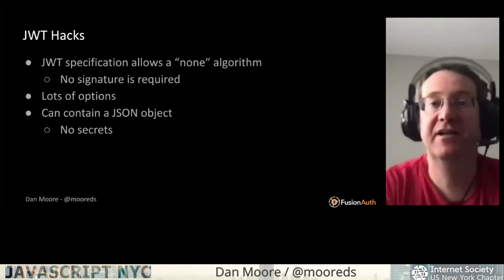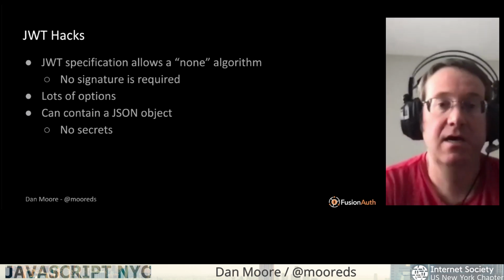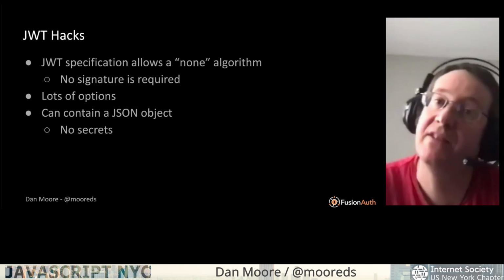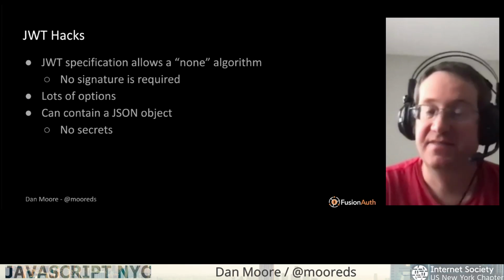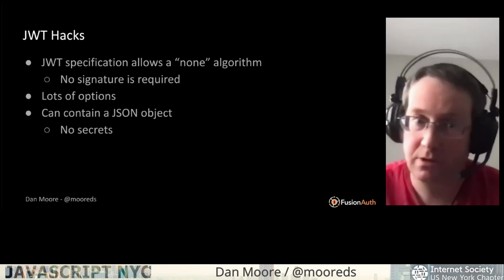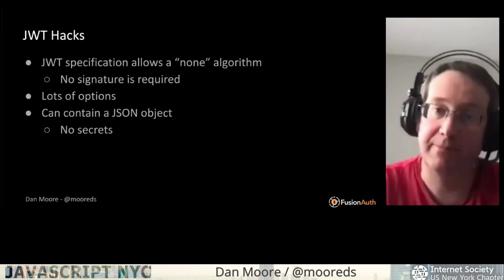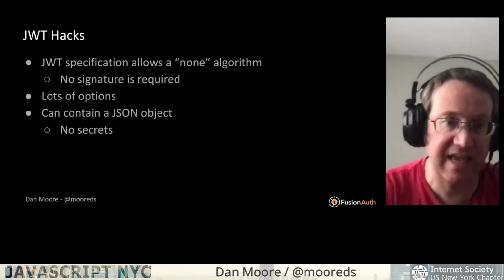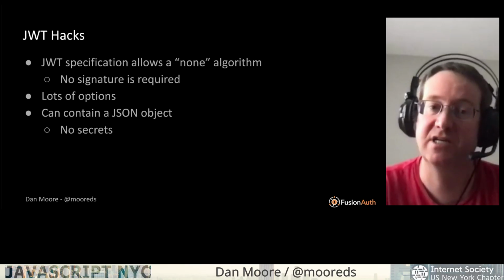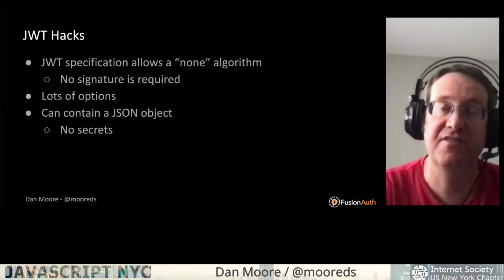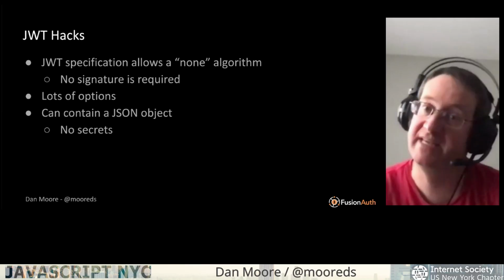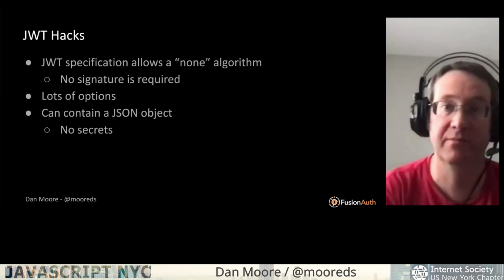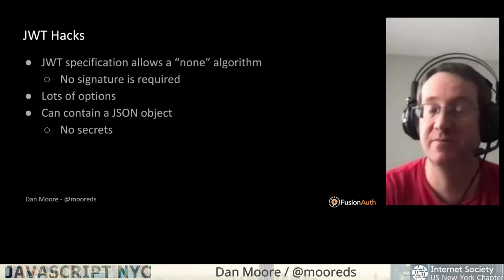So a couple of interesting hacks around JWTs. You actually don't have to sign them, and that's a bad idea in general. There are a lot of different options and a lot of different ways to assemble them. And again, it can contain a JSON object, but you shouldn't put anything there that you wouldn't want someone who gets the JWT, whether that's, again, a malicious client or somebody else, to be able to see.